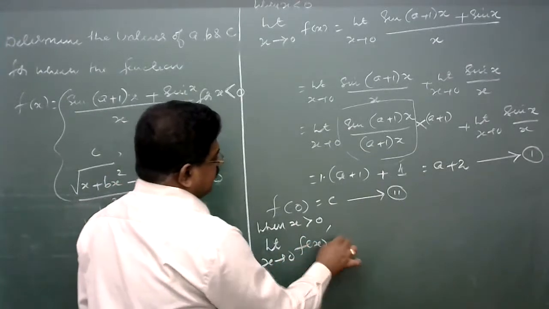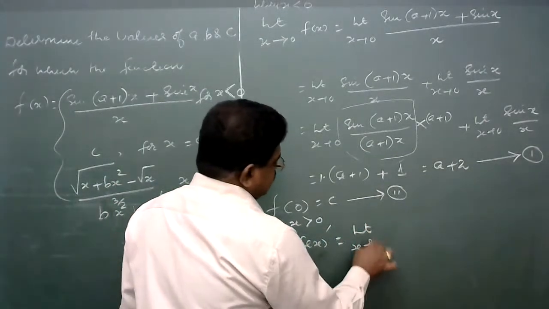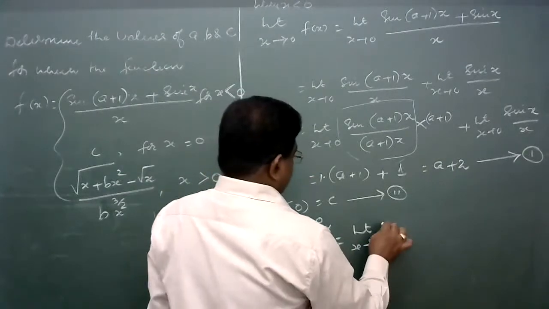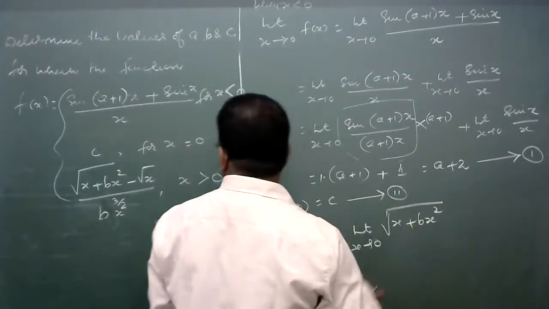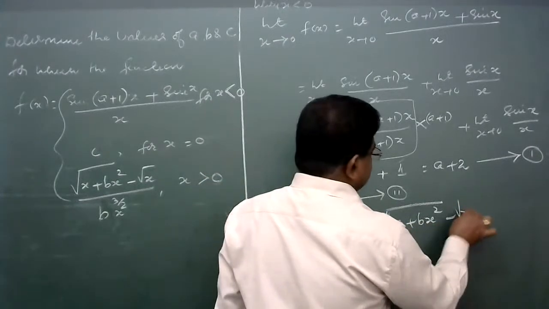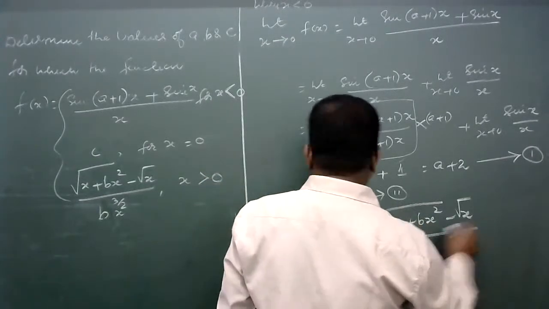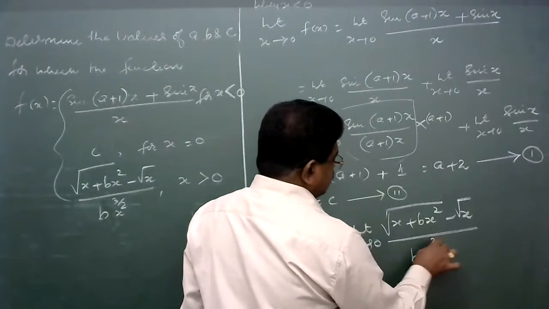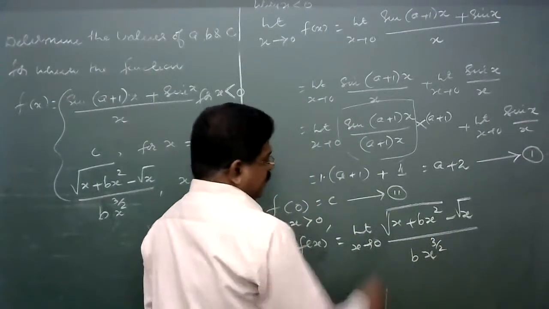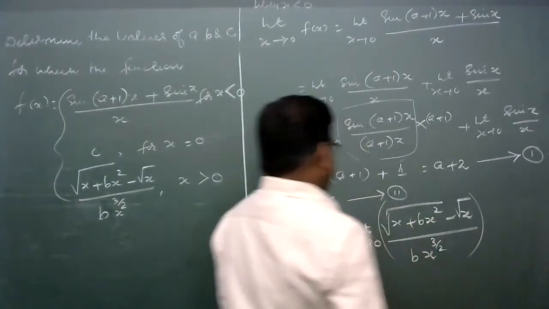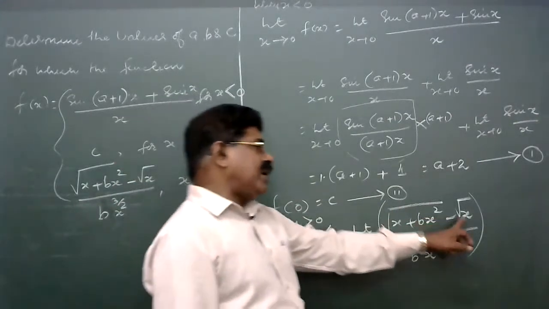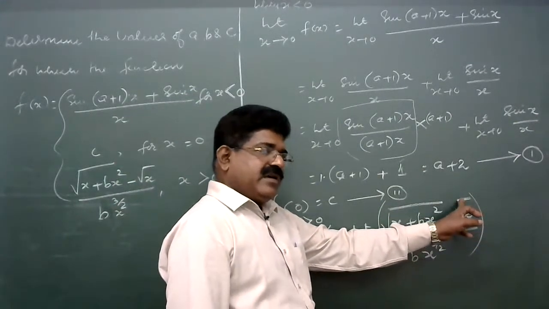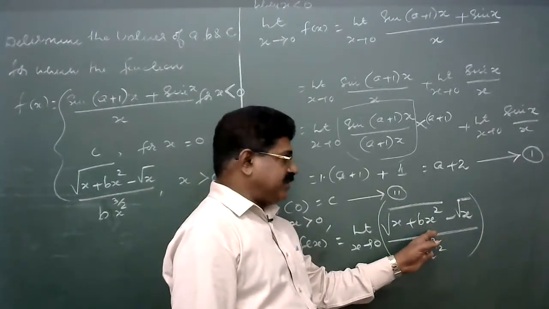The f of x is equal to limit x tends to 0 of root of x plus bx squared minus root x, the whole upon b into x to the power 3 by 2. So let us see the numerator. That is the root of x plus bx squared minus root x. First we have to rationalize it. How to rationalize?